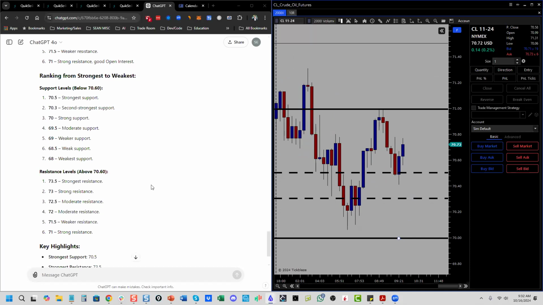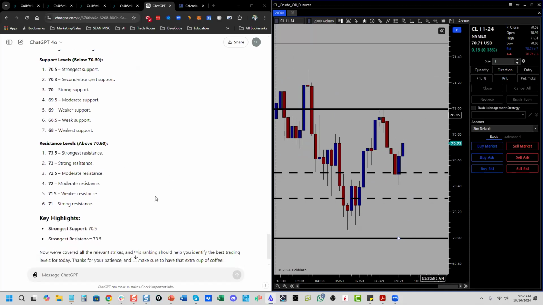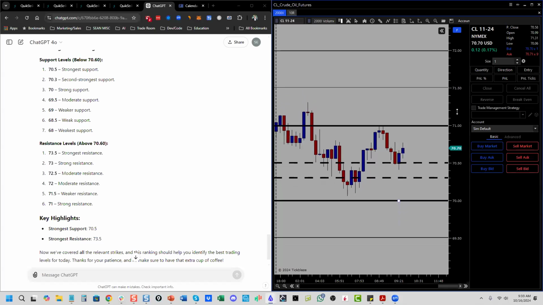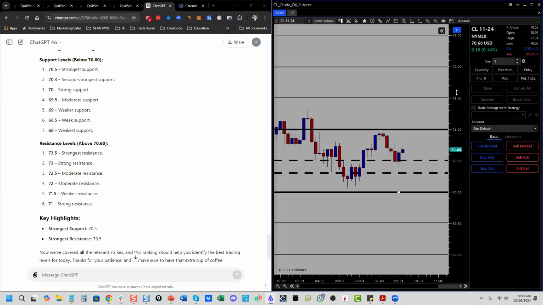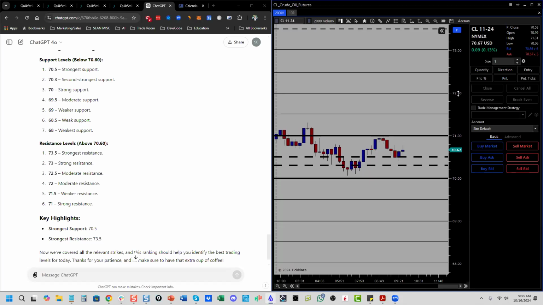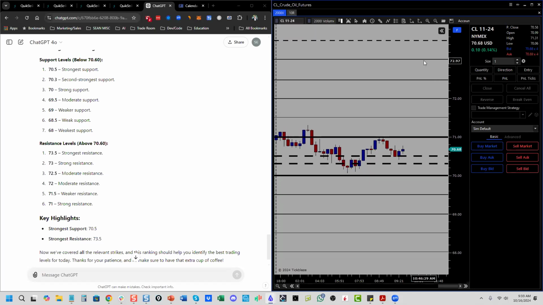And let's map out resistance. 71 is strong resistance. 71.50 is weaker resistance. 72 is moderate resistance. 72.50 is moderate resistance. We're going to change that now. And 73 is strong resistance. So I'm going to make that bigger.